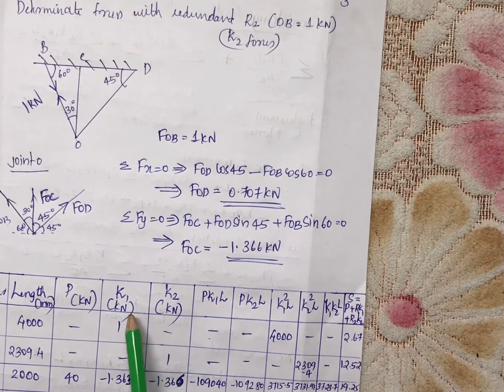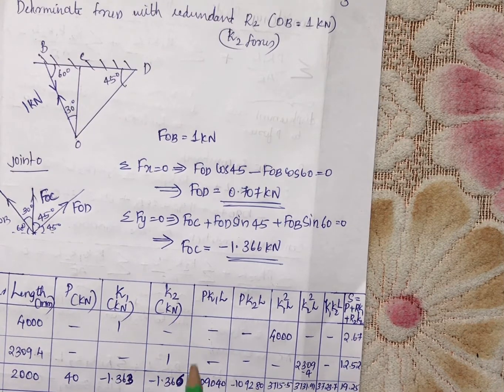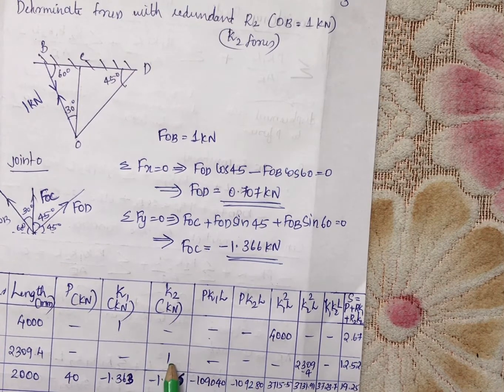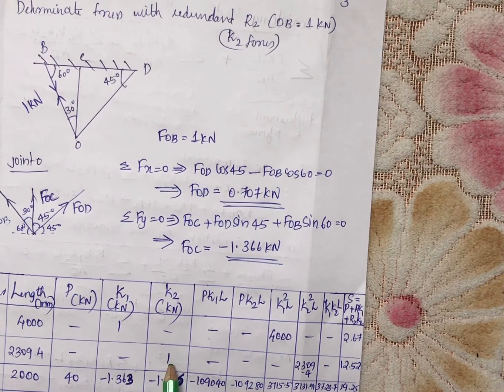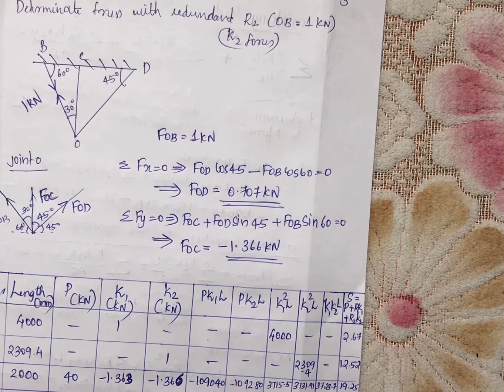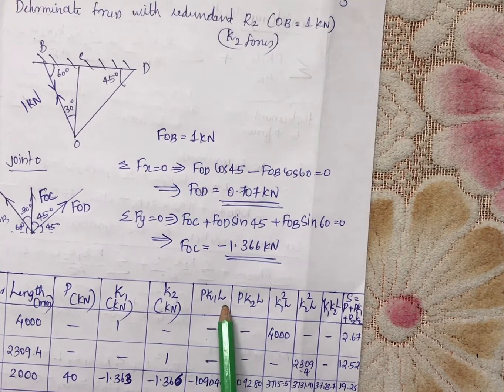Then K1 is for OA. We assume OA as 1 kilonewton and we find OC and OD. For K2 forces, we assume OB is equal to 1 kilonewton, and again we find out OC and OD. Then find out PK1L by AE.